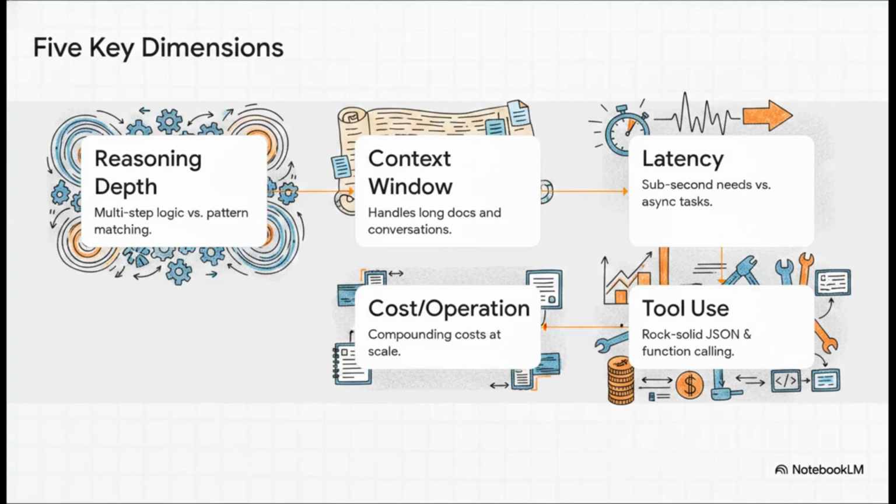And here they are. This is such a brilliant way to frame it. You see, it's not just about raw intelligence. It's about reasoning depth for those really complex plans, the context window for memory, latency for the user experience, which is huge, and the absolute make-or-break reliability of its tool use. And finally, of course, the cost, which just gets multiplied over and over inside a loop.